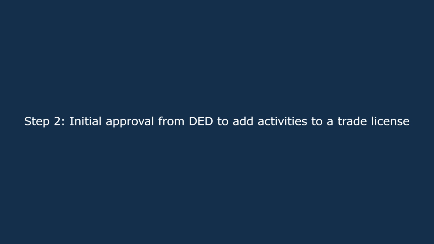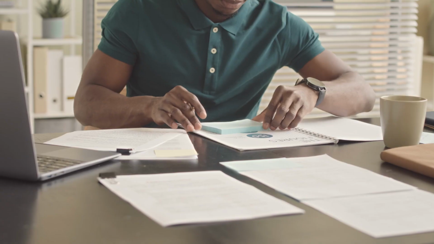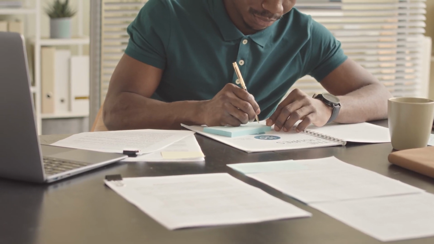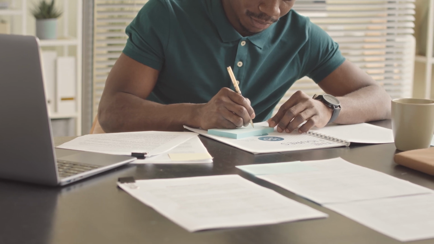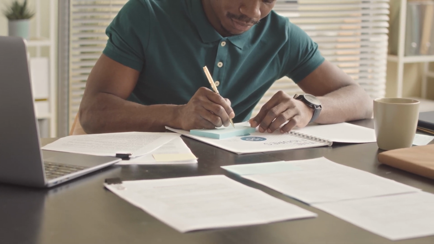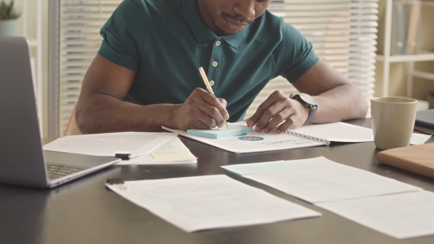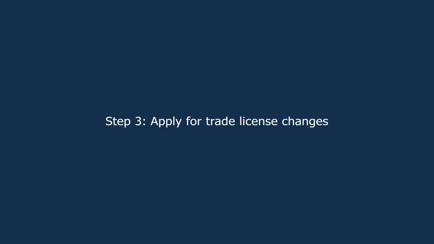Step 2. Initial approval from DED to add activities to a trade license. To add activities to a trade license, you must apply to the Department of Economic Development, DED. This government agency will grant you initial approval to make changes to your business license, allowing you to proceed to the next step. Step 3. Apply for trade license changes.